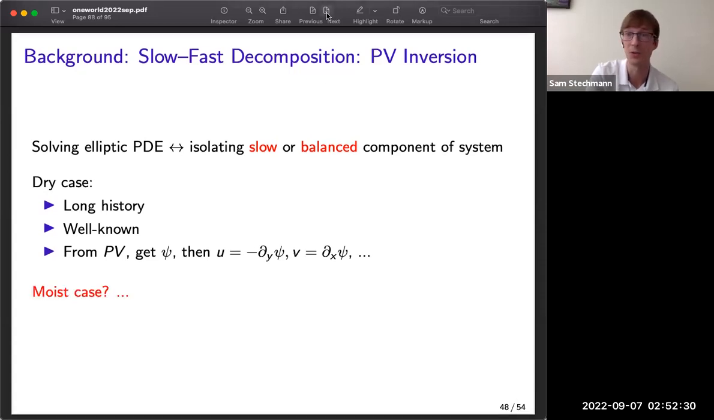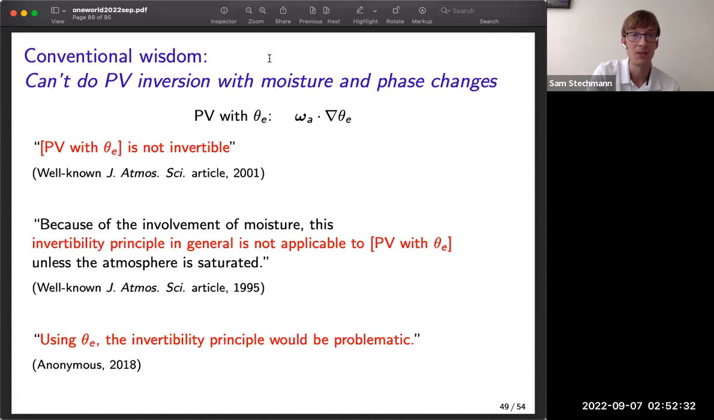Okay, so then the question is, what do you do in the moist case? The conventional wisdom has been that you can't do it. You can't do PV inversion if you have phase changes. So people would often write a PV in terms of theta E, and these are just some quotes from some papers saying that this is not invertible. The invertibility principle is not applicable when you have this moist PV. And so this is all correct.